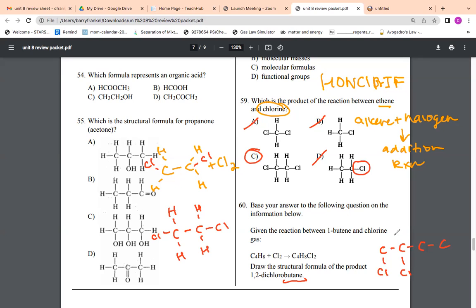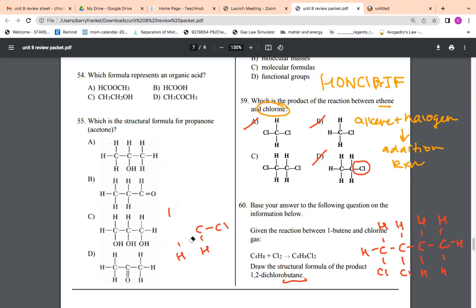Guys, you can draw them up here. You can draw one down here, one up here. It literally does not matter. And then I'm going to fill in the rest of everything else with my hydrogens. And there is 1,2-dichlorobutane.